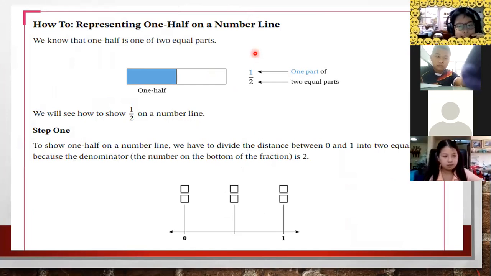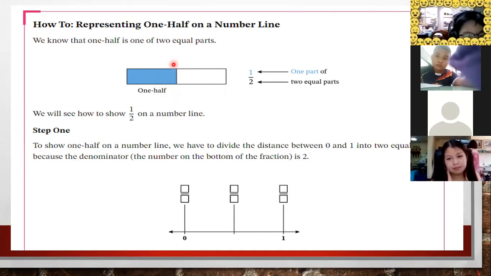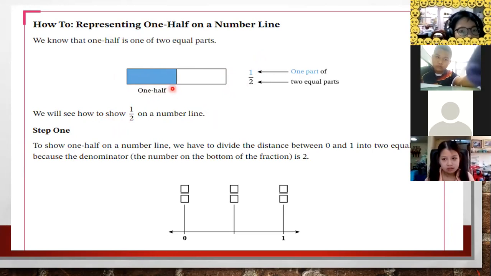Okay, that is representing 1/2 on a number line. We know that 1/2 is one of two equal parts. This is a 1, and then they divide it into 2. That's why it is 1/2. This color blue is 1/2, one part of two equal parts. We will see how to show 1/2 on a number line.